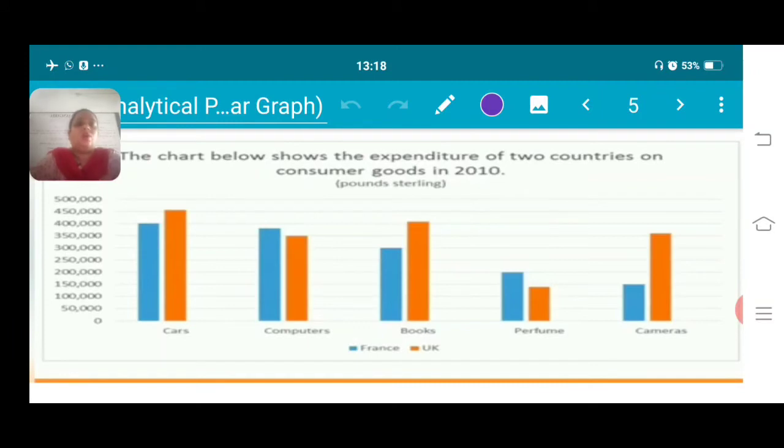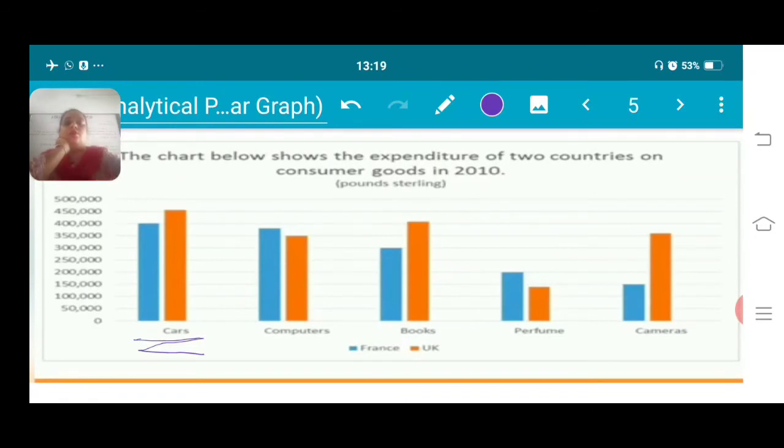Now if we talk about the cars here, you can see which country is on top. The UK, which is red, is spending much more on that. The amount is 4,50,000 pounds. And when we talk about France, they are spending 4 lakh pounds on cars. So this is the comparison between the expenditure on cars by the different countries.